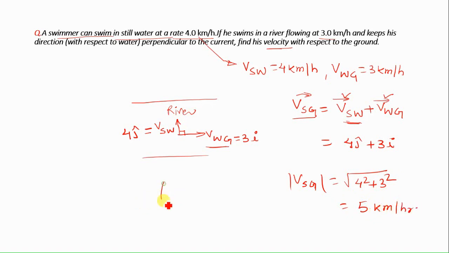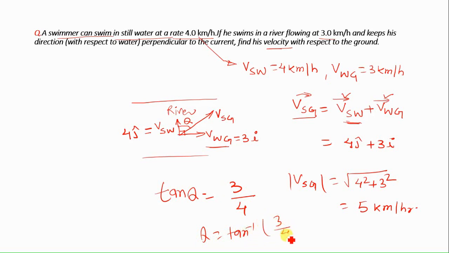And the angle: let us suppose the resultant, the velocity of swimmer with respect to the ground, makes an angle theta with the vertical. Then tan theta is 3/4. So theta is equal to tan inverse of 3/4.